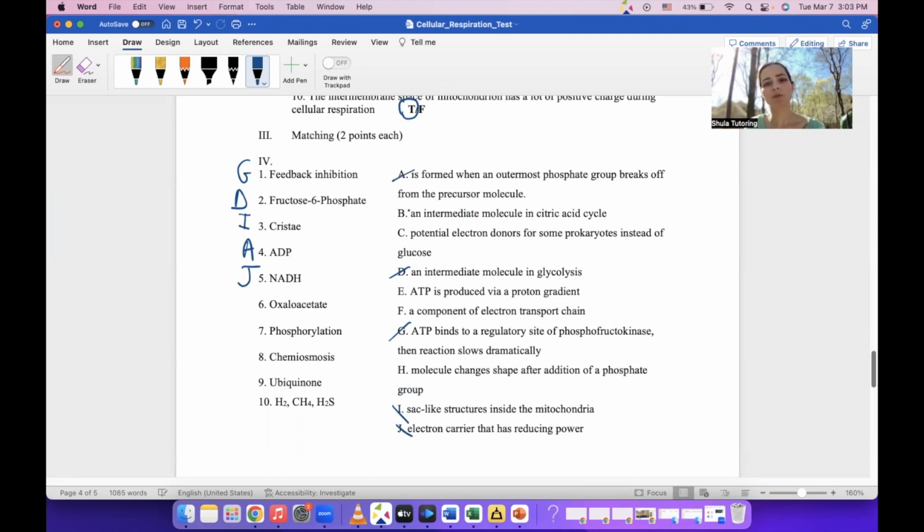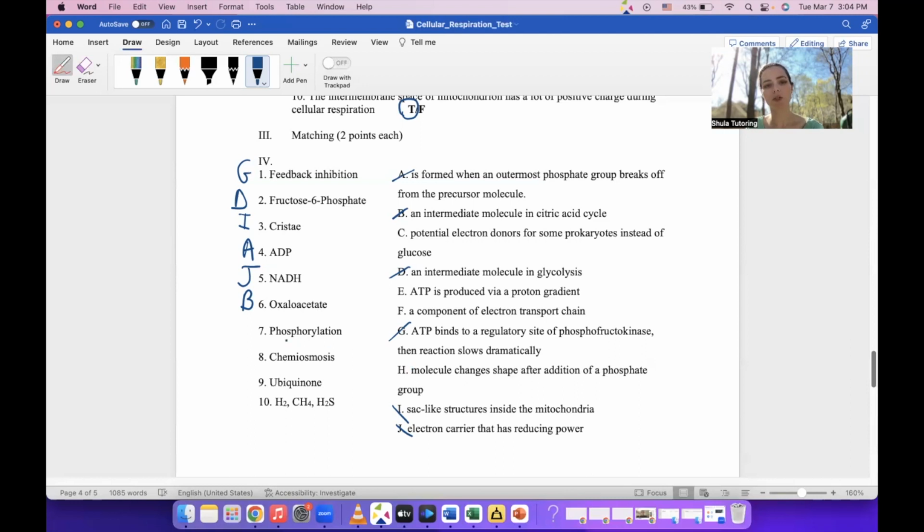Oxaloacetate, that's an intermediate molecule in citric acid cycle. So why am I doing this, like fructose 6-phosphate, oxaloacetate? The reason I put those choices there is because your teacher won't expect you to know all the intermediate molecules because there are a lot of them and they're not so important. But you need to be familiar with the process. And if you're familiar with the process, you will be able to recognize those intermediates, right? So you won't be able to list all those intermediates in the proper order, but at least you should be able to recognize them.